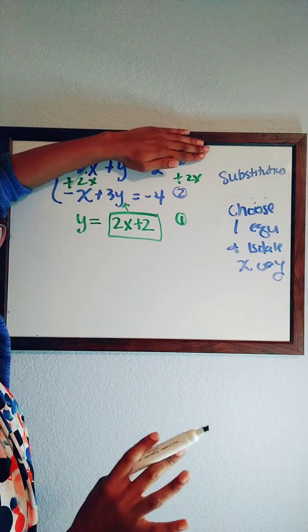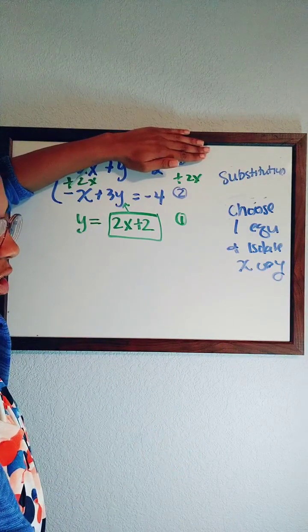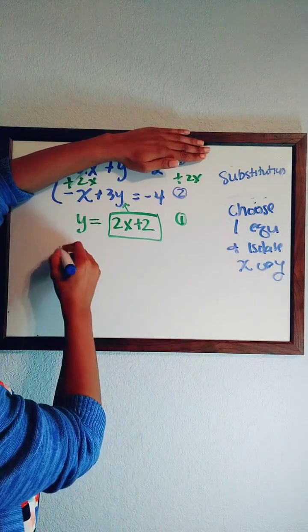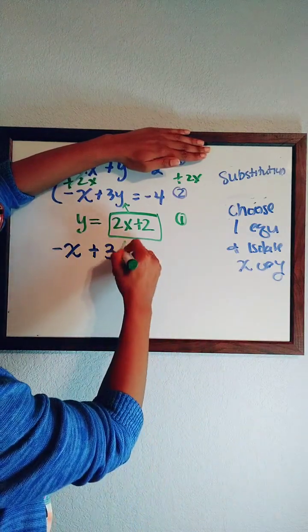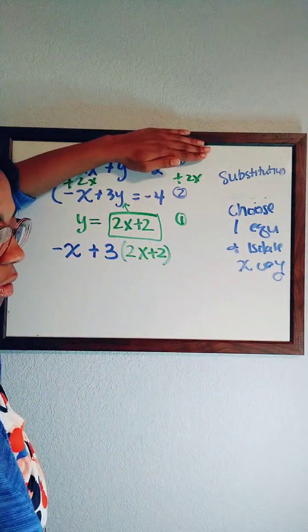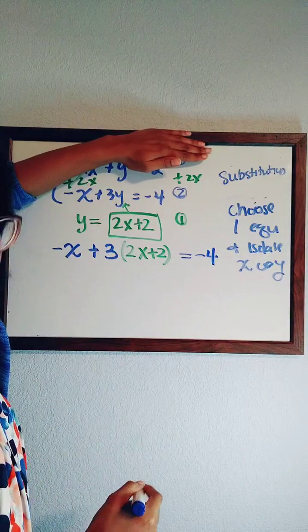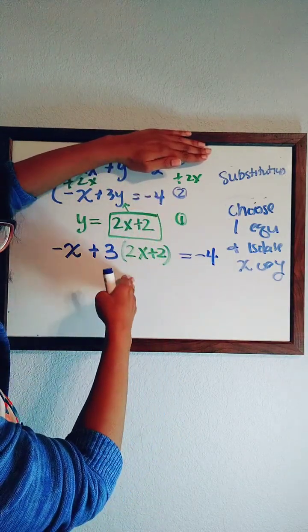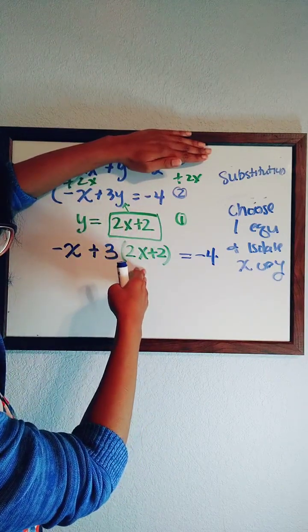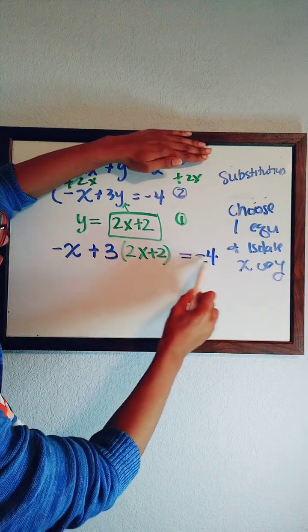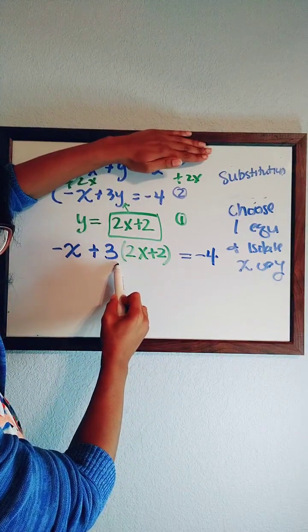That's why I don't really like this one, but if you can rock with it, okay. So I'm going to rewrite equation number 2 using the information I just solved for. Negative x plus 3 times 2x plus 2 is equal to negative 4. This is substitution. You literally have to substitute one equation inside the other one. You're going to take one equation and put it in the other one. Now I only have, as you can see, what's the only variable that I have in this equation?